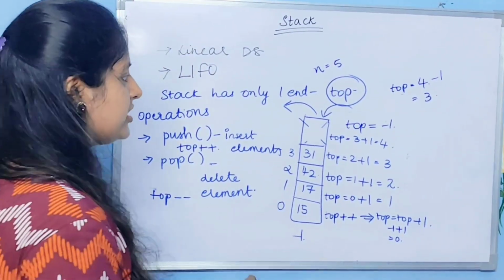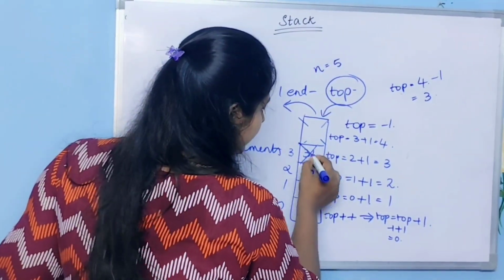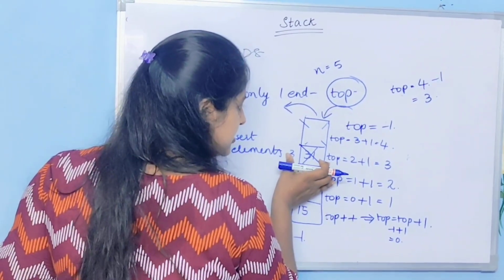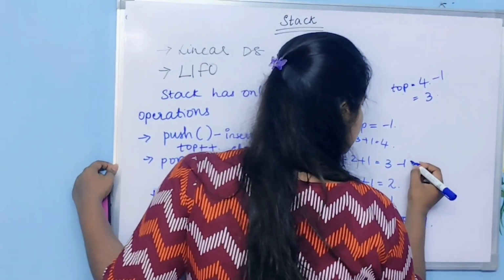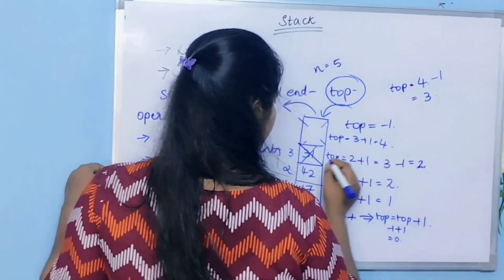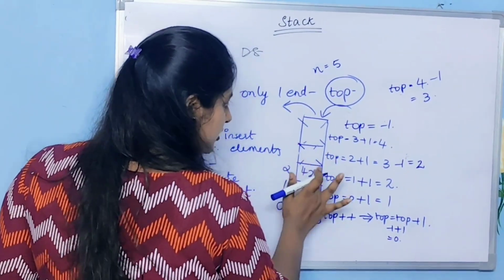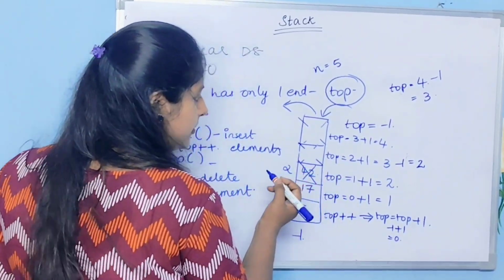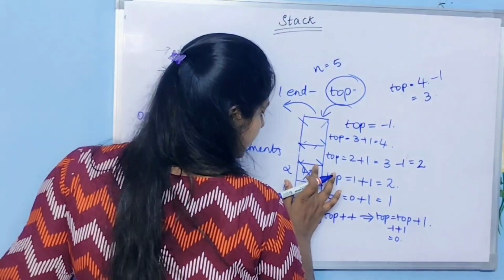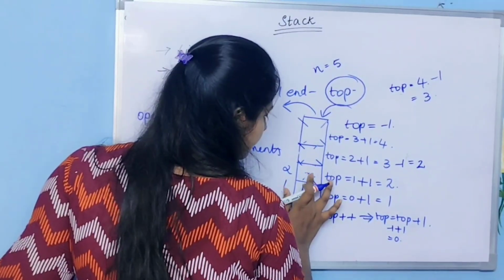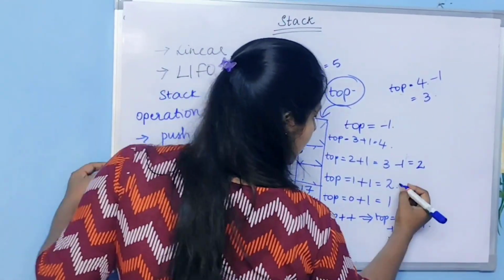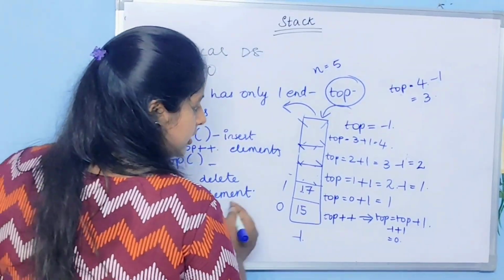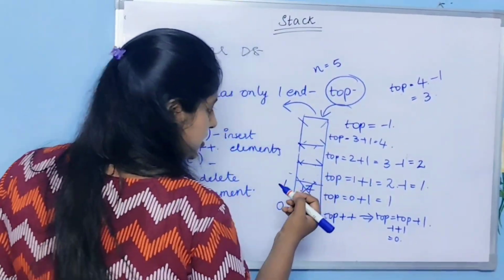Okay. Now I try to delete one more element. So 31 is being deleted. What is the top value? Here, deleted element's top is 3. 3 minus 1 is 2. So after deleting this, 2 is the top, right? Now I try to delete 42 also. Okay. Now top is 2 minus 1 equals to 1. This is the top right. Right? Now I try to delete 17 also.